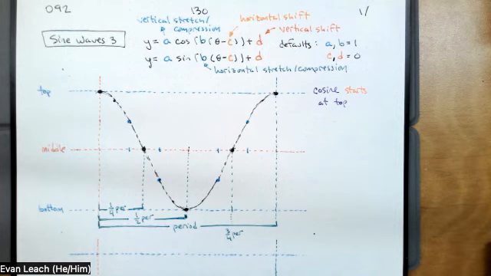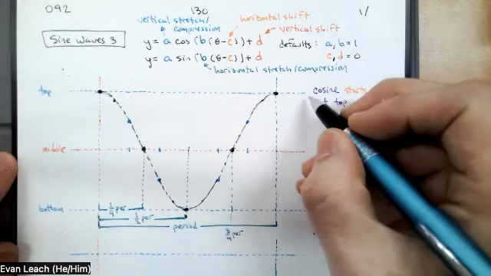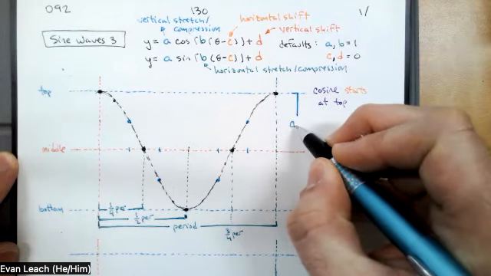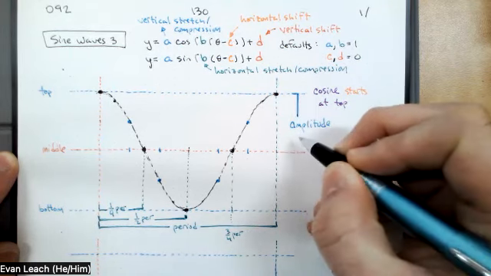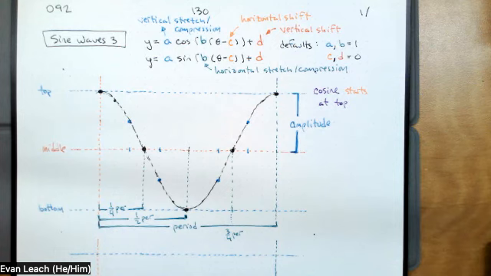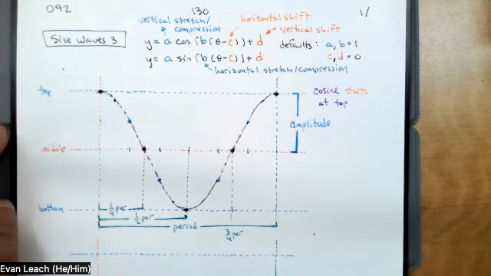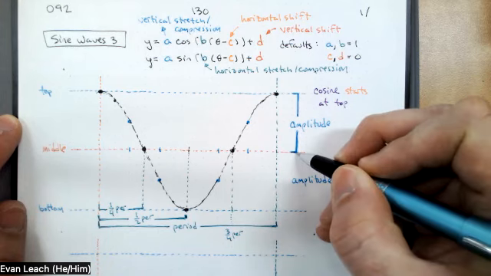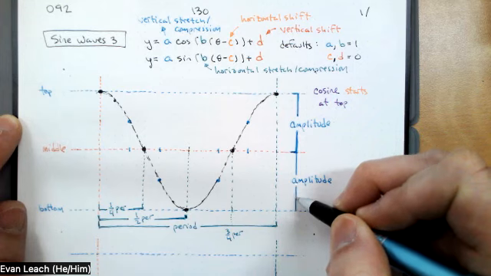Another value that we want to label is the distance from the middle to the top and the middle to the bottom. It's the same amount from the middle to the top and the middle to the bottom. That's why we can call the middle the middle. Distance to the top and the bottom is the same. We refer to the distance from the middle to the top as the amplitude. The amplitude is a distance, so it's always going to be positive, and it will be the same as the distance from the middle to the bottom.